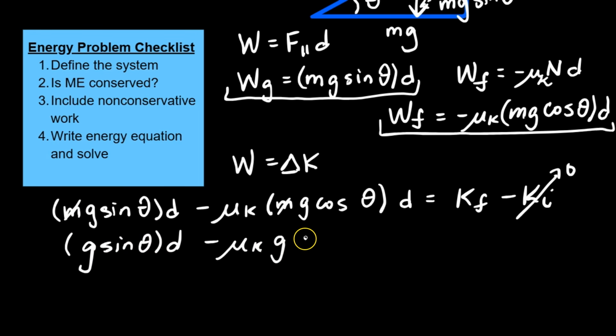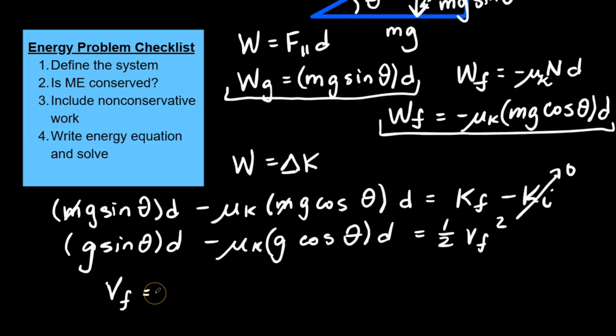Now on both sides, there is an m, because you see the m over here, and then in the kinetic energy is also an m. So we can cross those m's out, and that gives us g sine theta times displacement minus mu k times g cosine theta times displacement equal to 1 over 2 v final squared. We're solving for the final velocity.